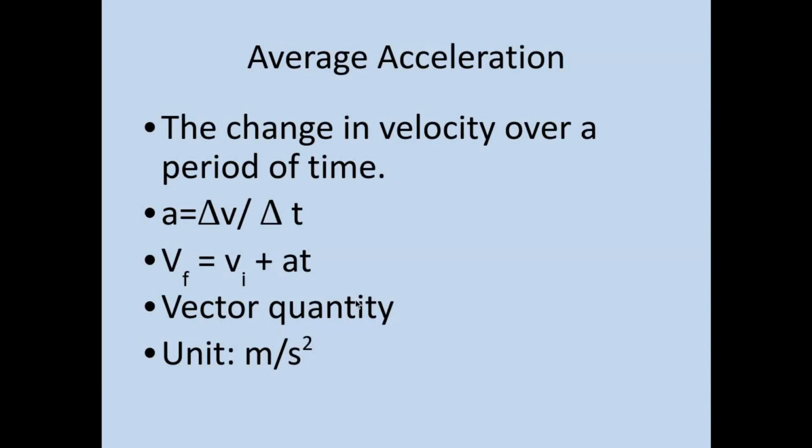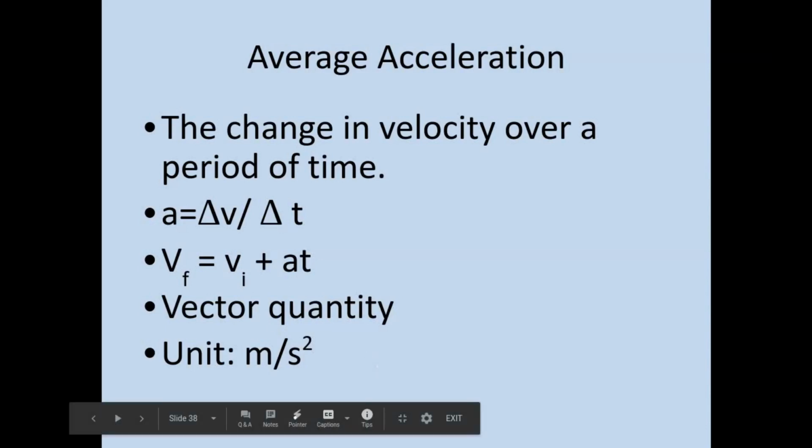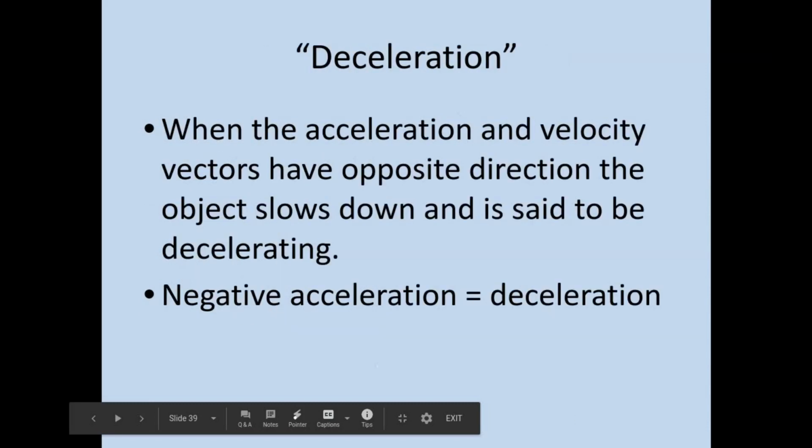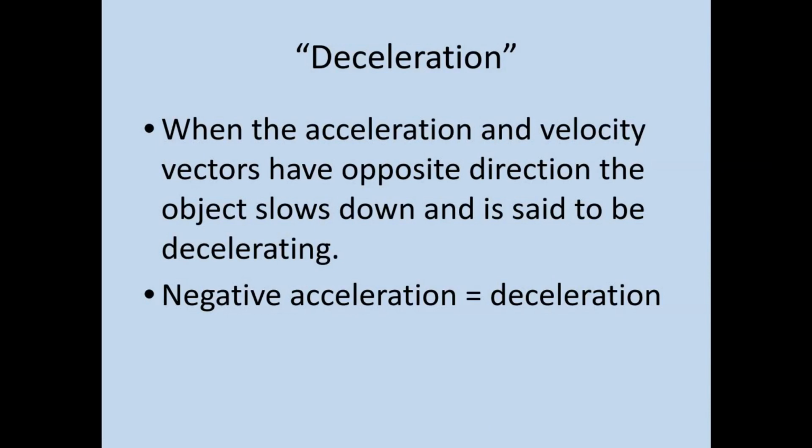This is a vector quantity, so it will account for the direction, and the units are going to be meters per second squared. So you'll have to make sure that you have that squared over your meters as well. Deceleration is not a term in physics. Deceleration would be considered a negative acceleration. So you would be going the opposite direction, or you would be making your acceleration negative or slowing that object down.